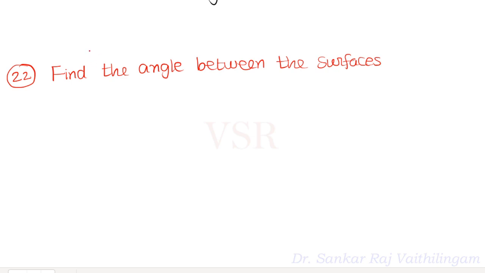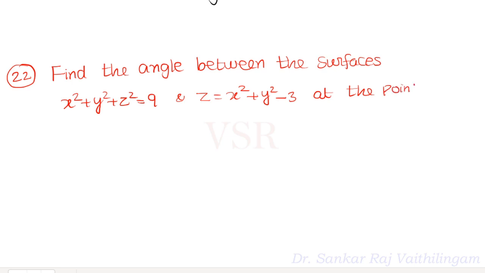The surfaces are x square plus y square plus z square equal to 9, and another surface z equal to x square plus y square minus 3, at the point 2, minus 1, 2. So I have given two surfaces.